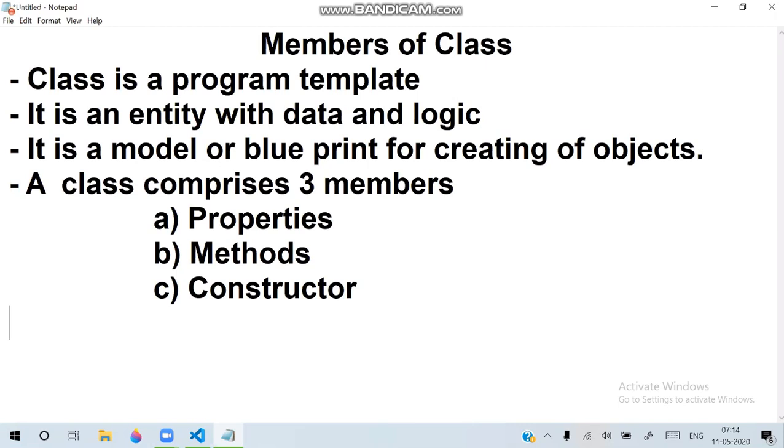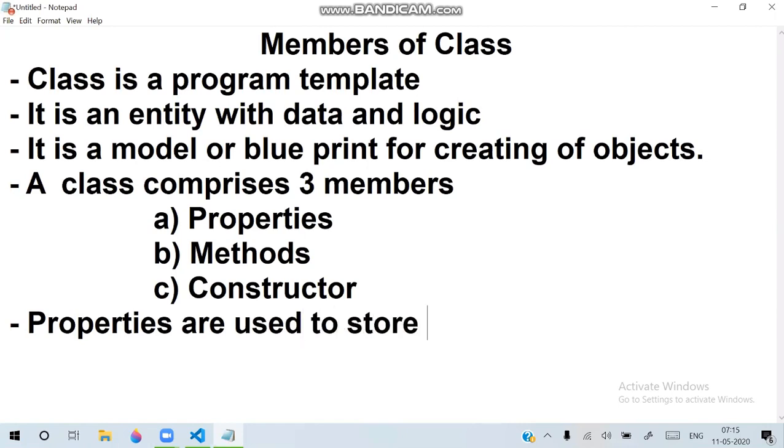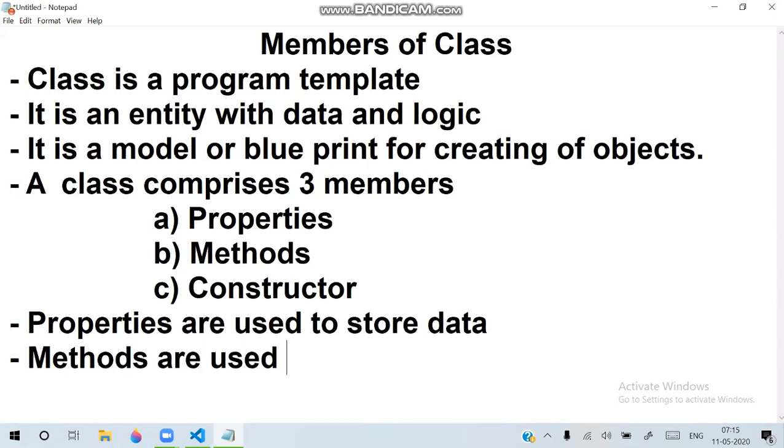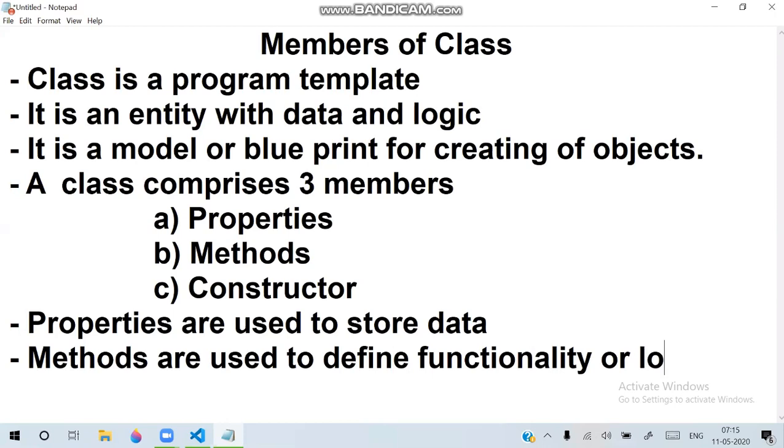Technically, properties are used to store data. Methods are used to define functionality, or logic, you can simply say. Technically, a class contains properties and methods. And what is a constructor? We will see that. What is a constructor? What is its role?